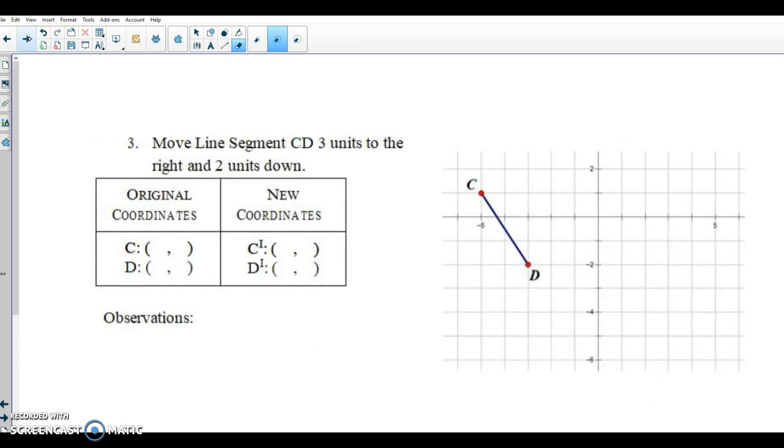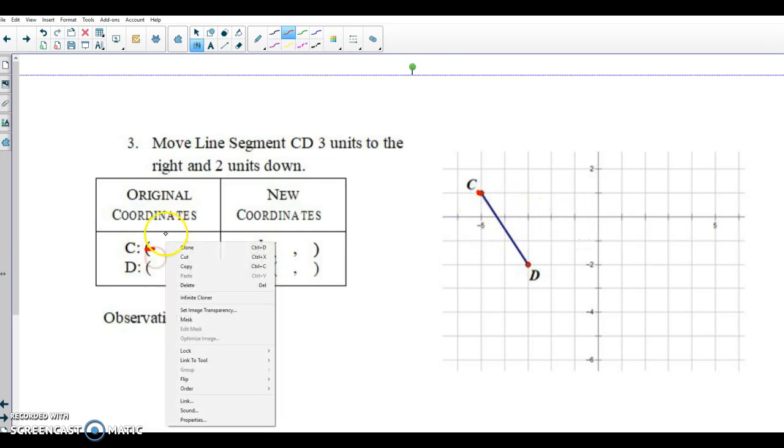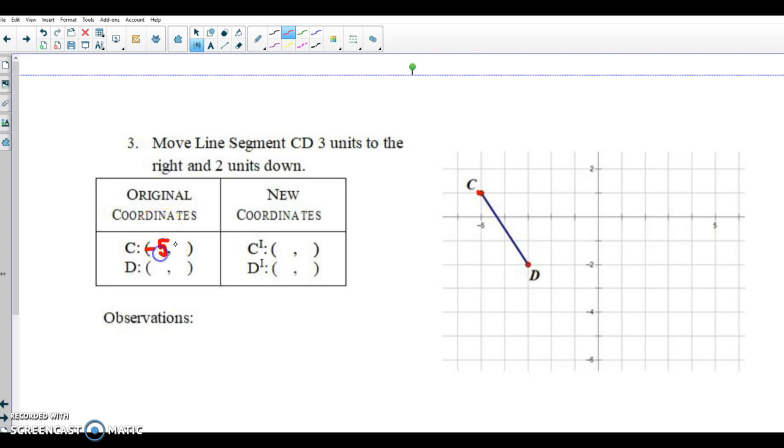All right, now we're going to move a line segment. This is where it becomes very, very important to make sure that you transform each point separately and label it, because some of these things will be shapes and then it'll get really confusing. So we're going to start with C. We're going to write our original points first. So the original point for C is -5, 1. Whoops, sorry. And then D is -3, -2.